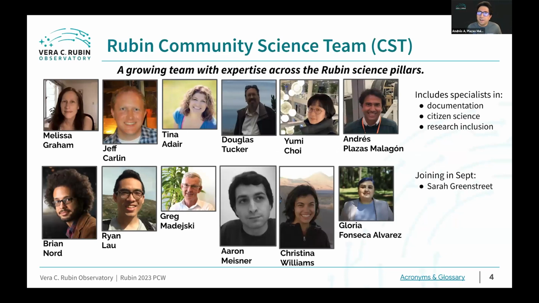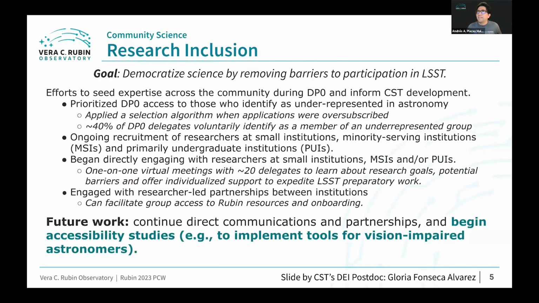So these are my colleagues from the community science team. We have expertise in documentation, citizen science, and the different science pillars of the LSST. Within the community science team, we have what we call research inclusion, although this is a broader effort within Rubin, if you heard this morning's plenary session by Bob.